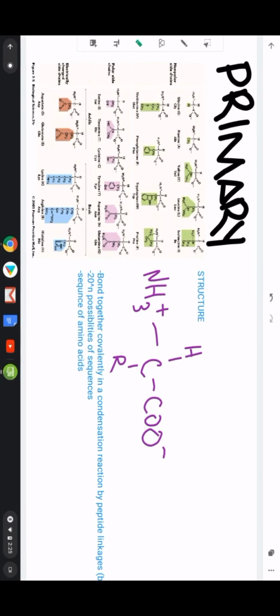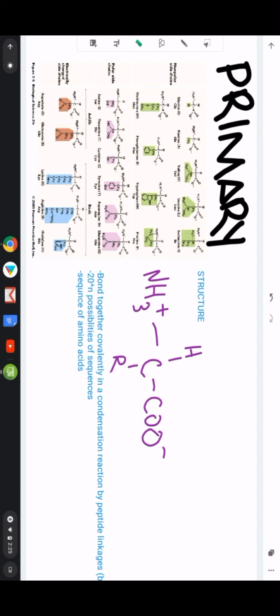So with proteins, you begin with the primary structure. The structure of an amino acid consists of an amino group, which is the NH3+, and a carboxyl group, which is a COO-. These are attached to a carbon, which is attached to a hydrogen and an R group. And the amino acid is the basis of a protein. The protein is made up of a sequence of amino acids.